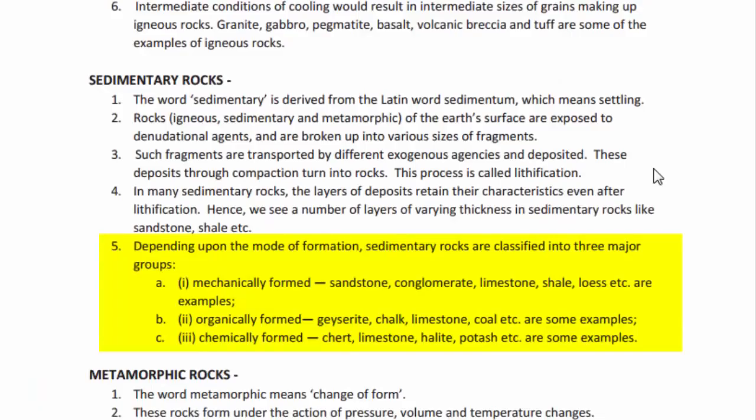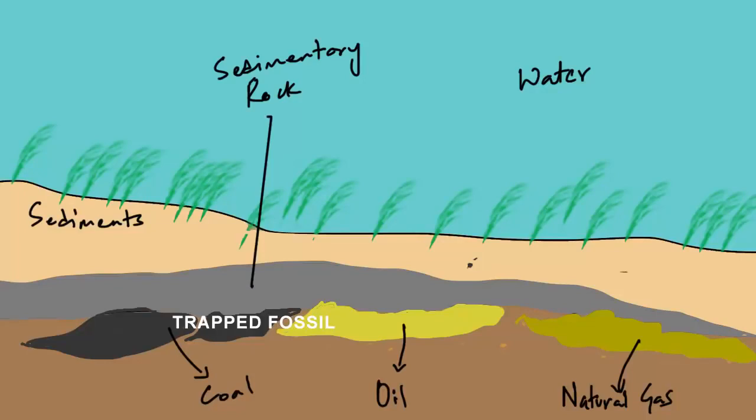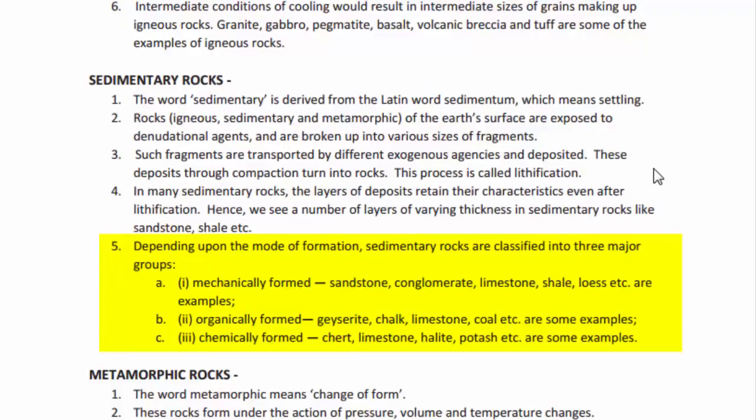Now, when we say organically formed, we mean rocks formed from organic debris such as leaves, roots, and other plant or animal material. You see, limestone and coal contain fossils, and that's why they are organically formed.